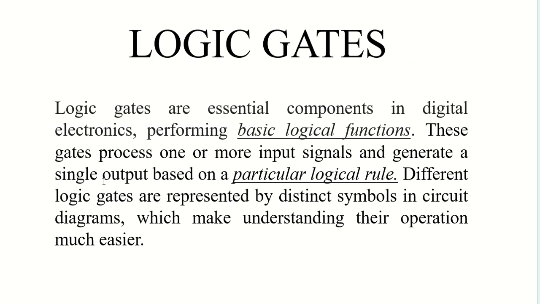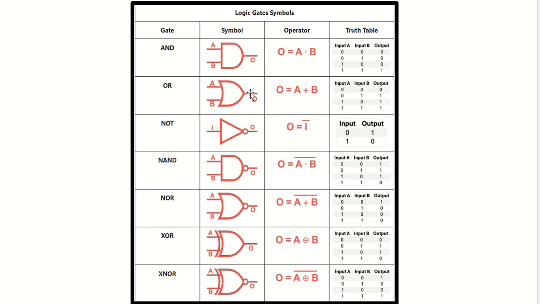Now logic gates. Logic gates are essential components in digital electronics, performing basic logical functions. These gates process one or more input signals and generate a single output based on a particular logic rule. Different logic gates are represented by distinct symbols and circuit diagrams, which make understanding their operation much easier. Now, these are the logic gate symbols.